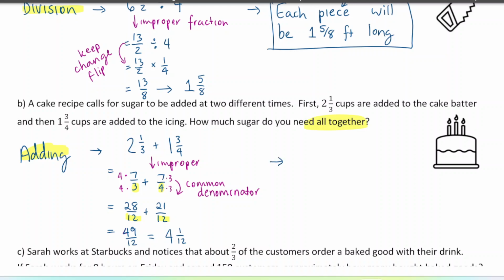So our final answer would be, and just start with the question, how much sugar do you need altogether? We would need just over 4 cups, 4 1/12 cups of sugar for this recipe.